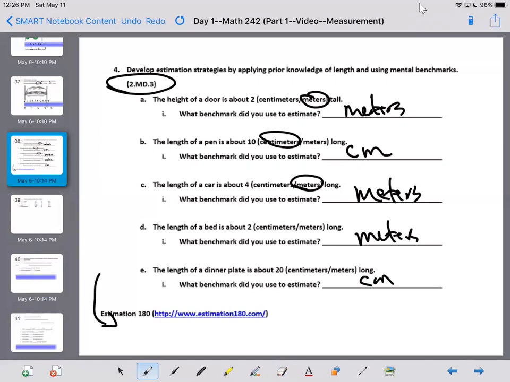So I really want to encourage you to look at that website. It's interesting, challenging, and Andrew Stadel did a wonderful job with that. So I would definitely put that as a bookmark and use that in the future.